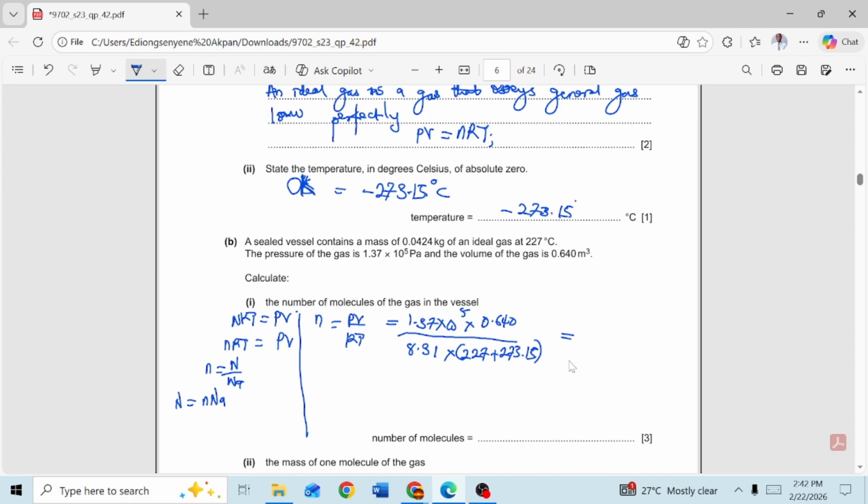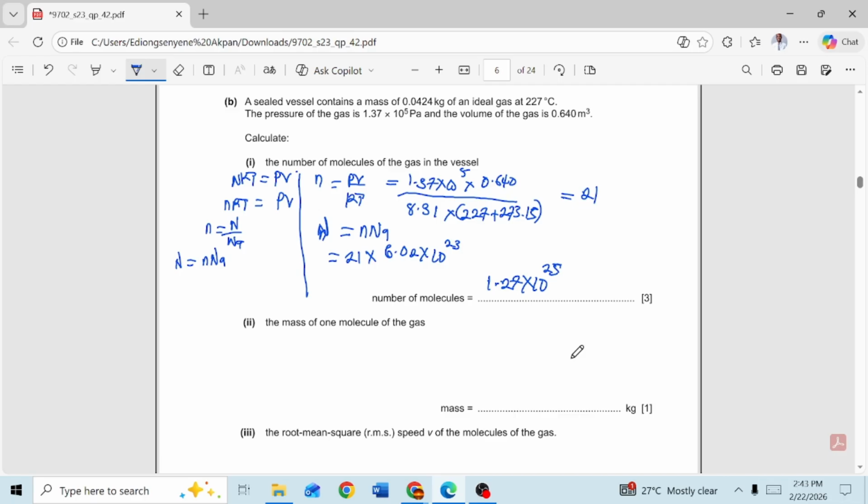This is what you will do, and once you do that, you'll now be able to find it. So n will give us here 21, and remember that our N equal to n times NA, that is 21 times 6.02 times 10 raised to the power of 23. This will give us 1.27 times 10 raised to the power of 25. Since it is number of molecules, it has no units.